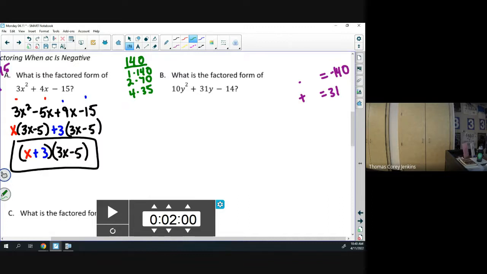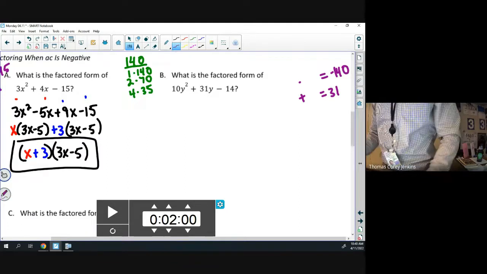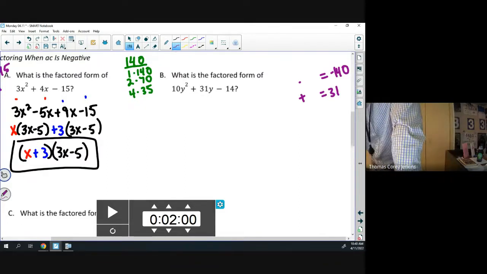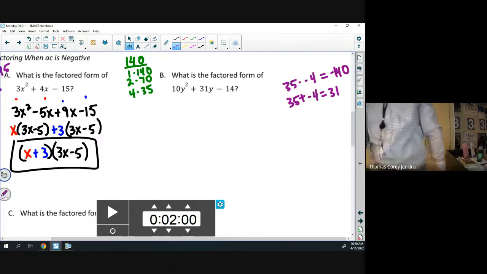Very good. So you want the 35 to be positive, you want the 4 to be negative. And we know that because our sum is positive. Sometimes you got to do that. Sometimes you got to go off to the side, right? So 35 times negative 4. You should be good to go from there. I'll write it up.